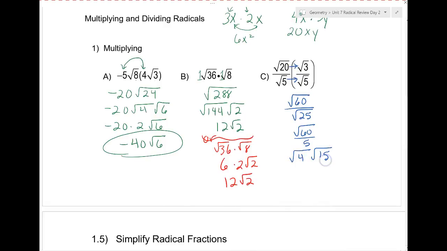Well, 4 can come out. So 4 times 15 is 60, so the 15 stays under the root, over 5. Well, what's the square root of 4, guys? 2 root 15 over 5.